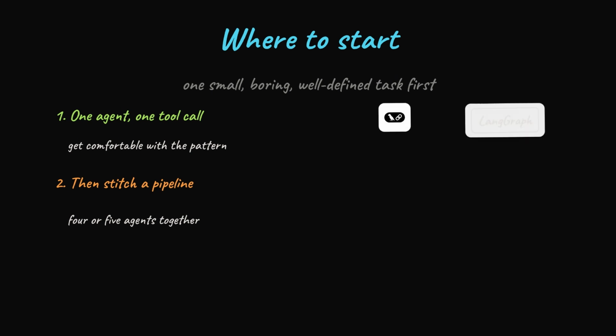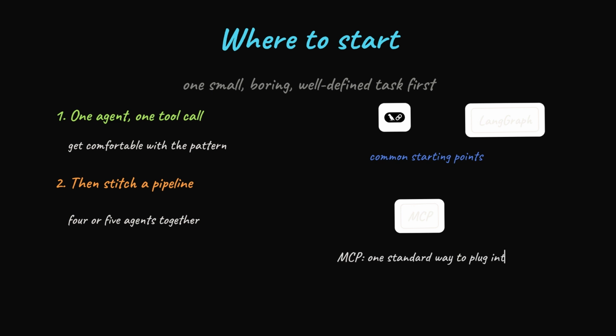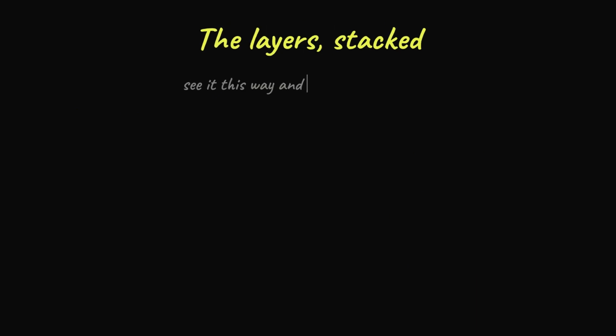Frameworks like LangChain and LangGraph are the most common starting points, and there's also this newer idea floating around called MCP, which stands for Model Context Protocol. That's basically a standard way for agents to plug into outside tools and data sources without everyone reinventing their own connector every single time. Worth keeping an eye on if you're serious about this space.